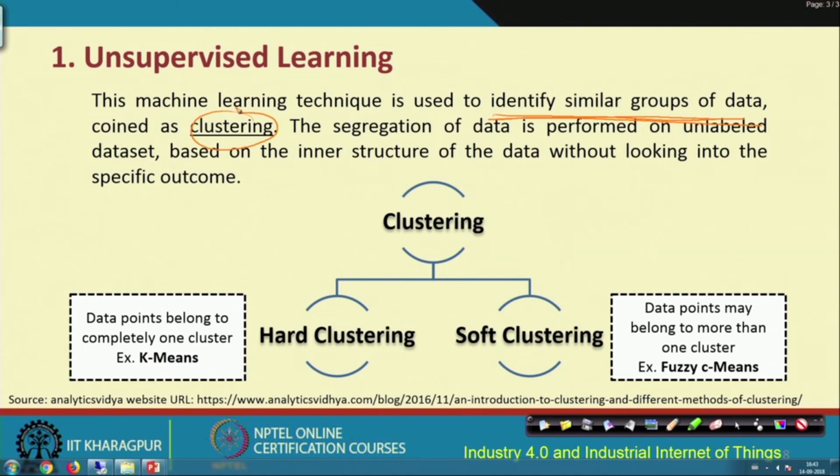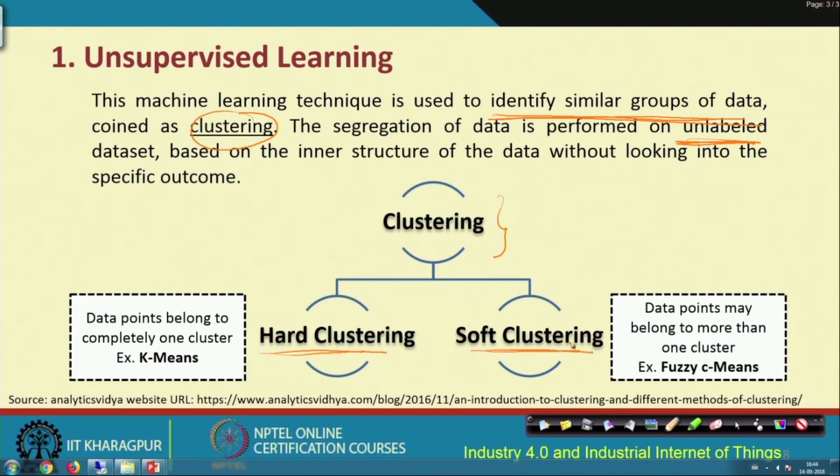So, this classification or segregation of the data is performed on unlabeled data set based on the inner structure of the data, and here basically this is very important, unlabeled data set, right. So, this is unlabeled data set on which this unsupervised learning works, and that is based on the inner structure of the data without looking into the specific outcome. So, there are two main classifications of clustering algorithms. One is known as hard clustering and the other one is known as soft clustering.